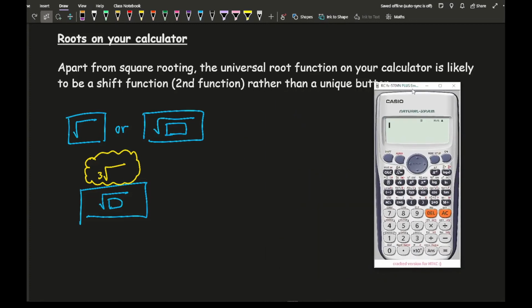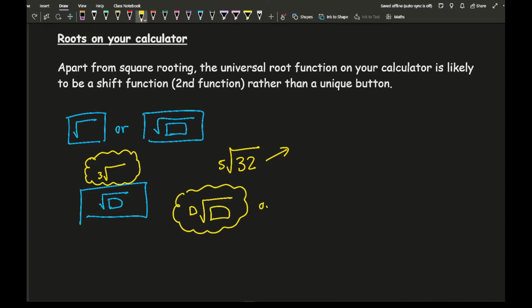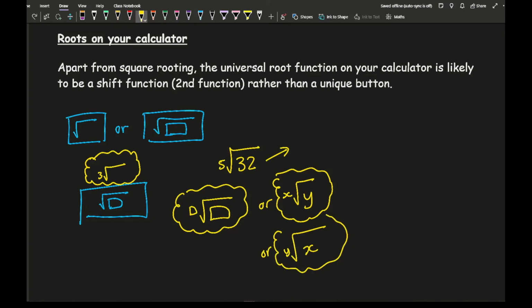Now what happens if I wanted to, let's say, reverse, so for example, let's say we had the 5th root of 32. How do I enter this into my calculator? On your calculator, what you should have as a second function, you want to try and look for something that looks like this, or you might have a function that looks like this, or you might have something where the x and y's are reversed, so it's a little y with an x in there. With most scientific calculators I've seen, these have all been second function.